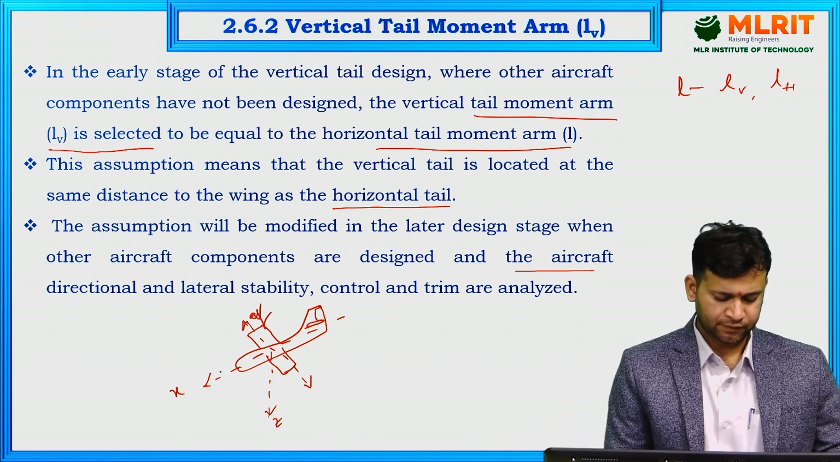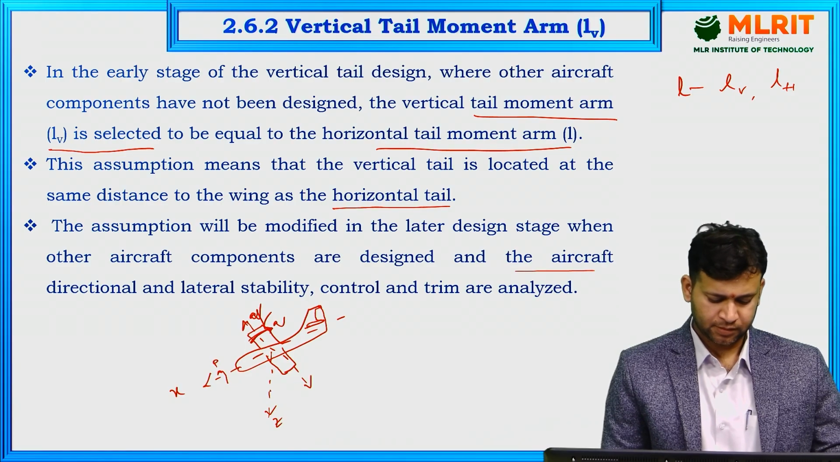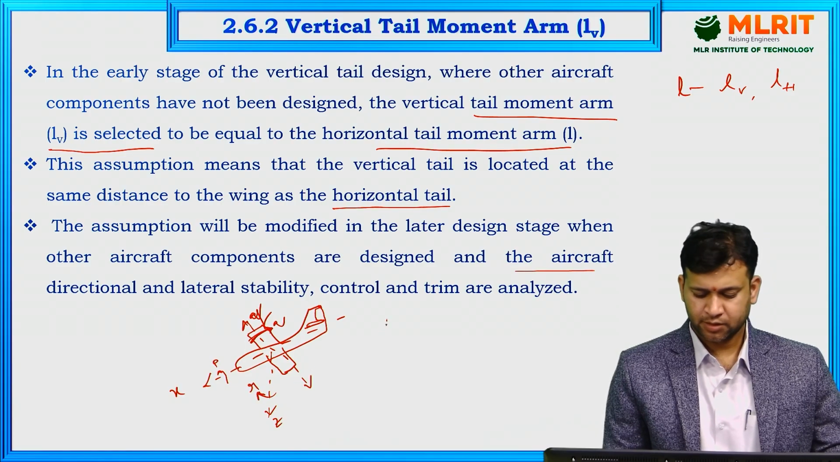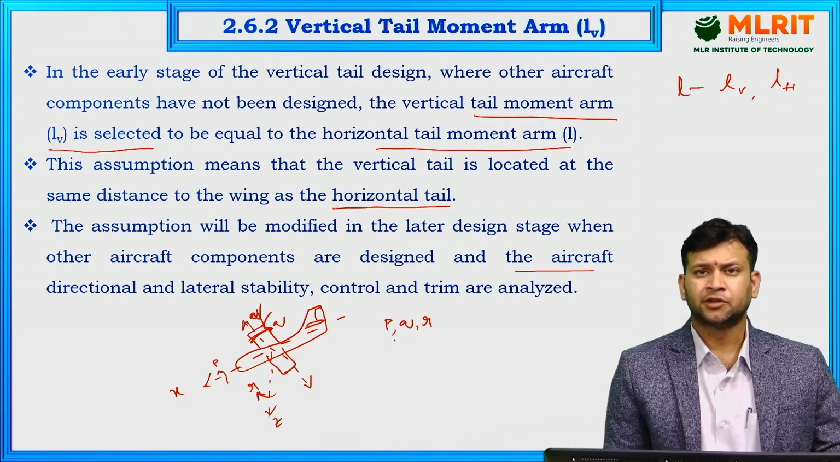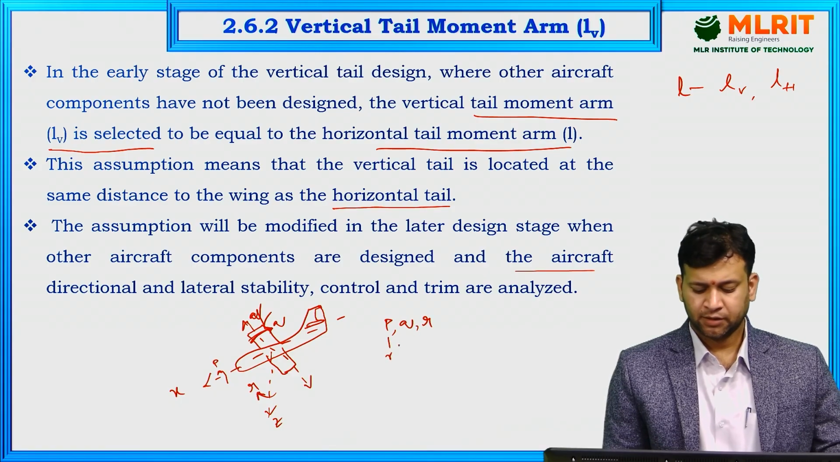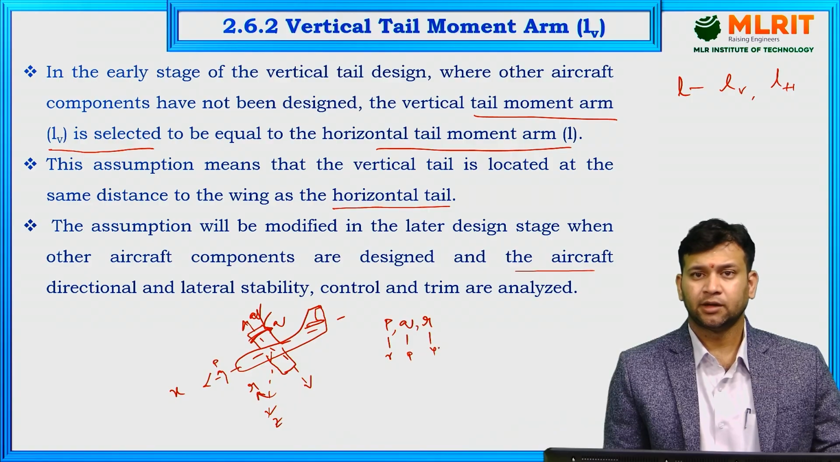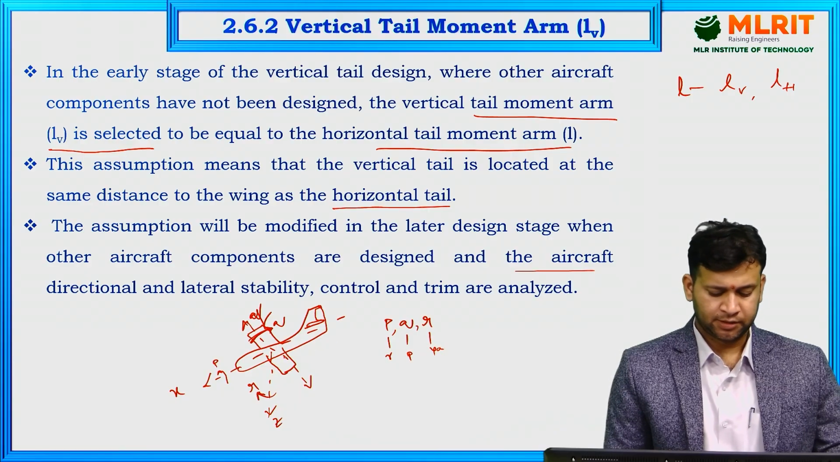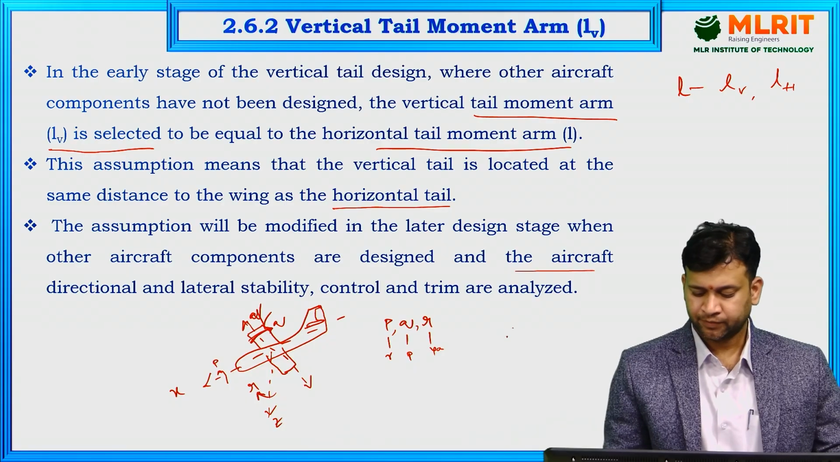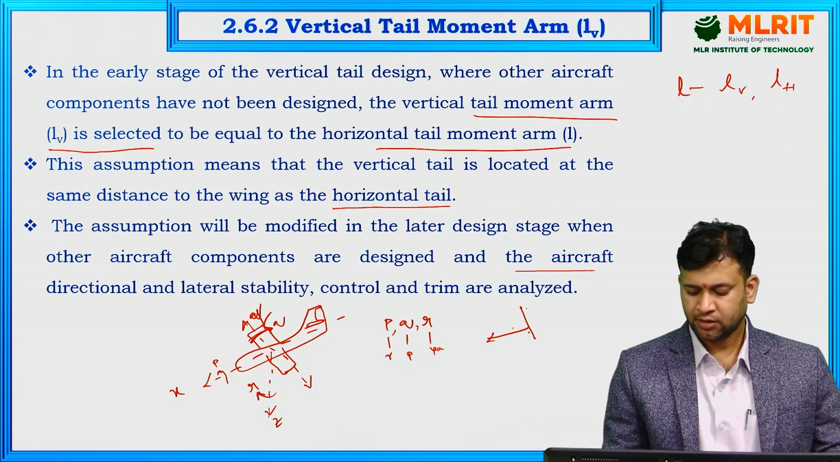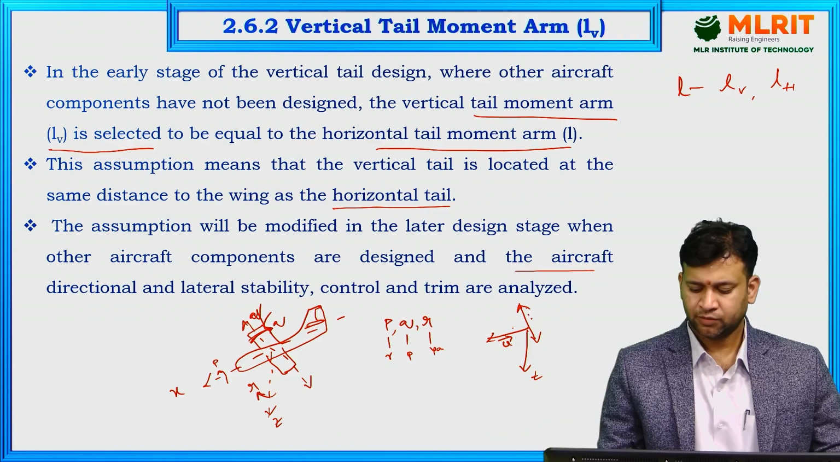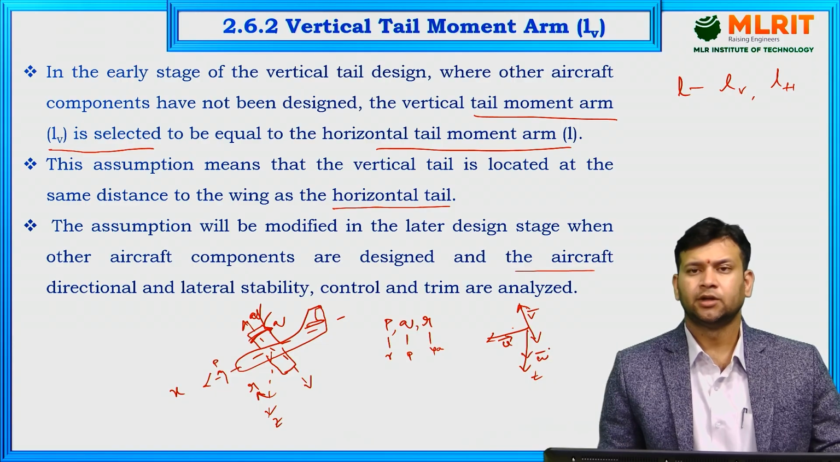Right, so this will have positive P, positive Q and positive R. P, Q, R, which represents rolling, pitching and yawing, directional. Right, and here it will have in x-axis it will be X, Y and Z. This will have velocity component of U, velocity component of V and velocity component of W.